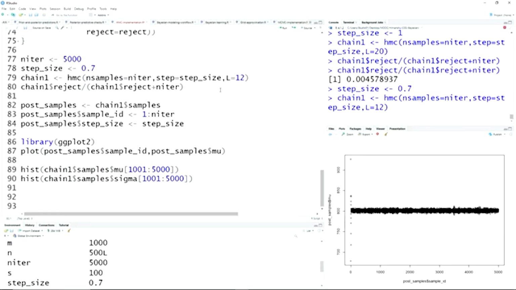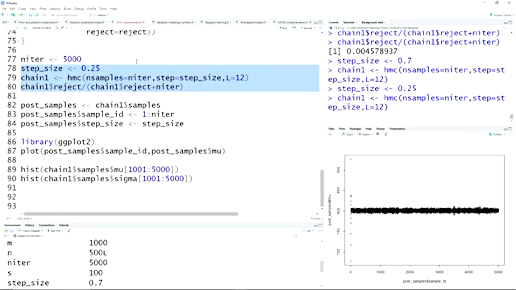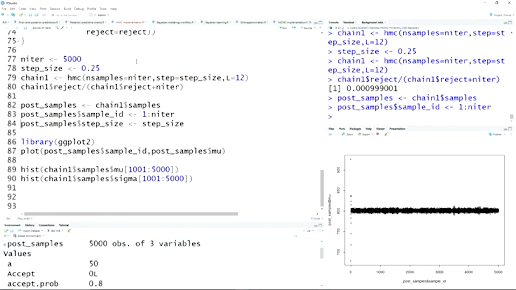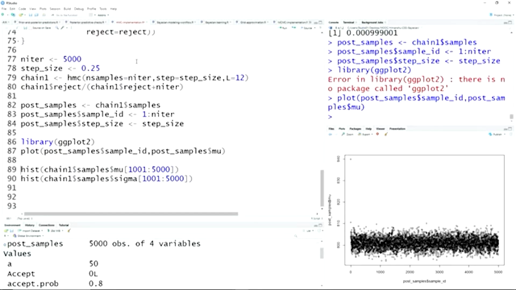It is now taking quite long. So perhaps too many samples are getting rejected, and this can happen sometimes. So maybe I will stick with something like 0.25. Okay, so now see the rejection rate is around 0.1%, and I think the samples will look fine. Samples look good. No problem here.